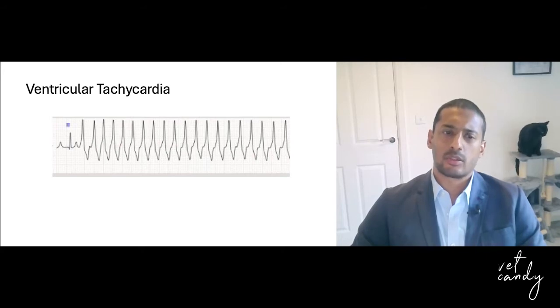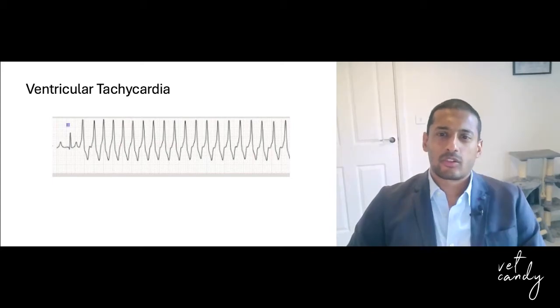Ventricular tachycardia is often an emergency, and it is critical to restore sinus rhythm as quickly as possible. The first-line drug of choice for this is lidocaine, which is given as a bolus and/or a CRI, a constant rate infusion, while oral therapy is initiated with something like mexiletine, sotalol, or amiodarone.